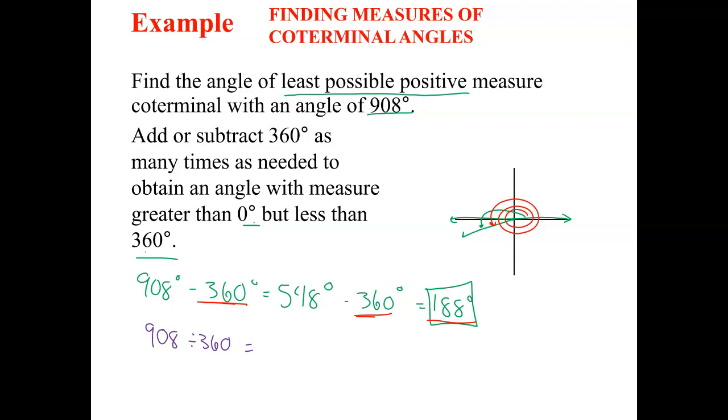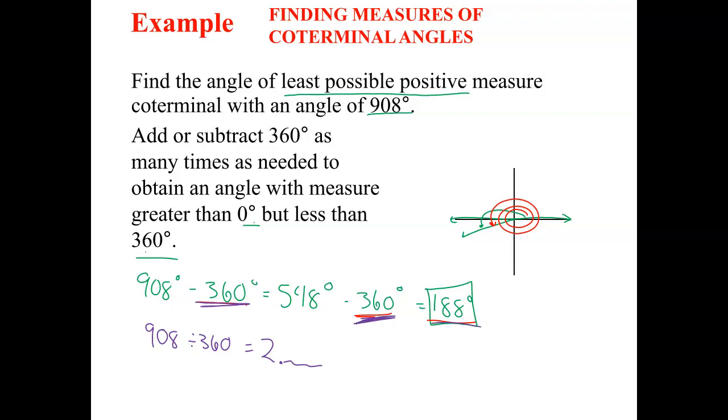So 2 point something, right? Okay. Same problem. I'm telling you it's a shortcut, instead of subtracting over and over and over. If I divide 908 by 360, I get 2 point something. So that means I'm going to have 2 rotations and then something left over in that angle.